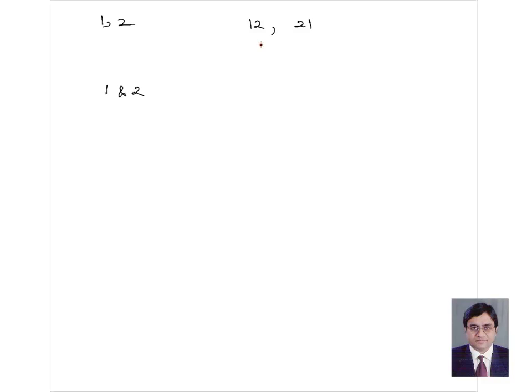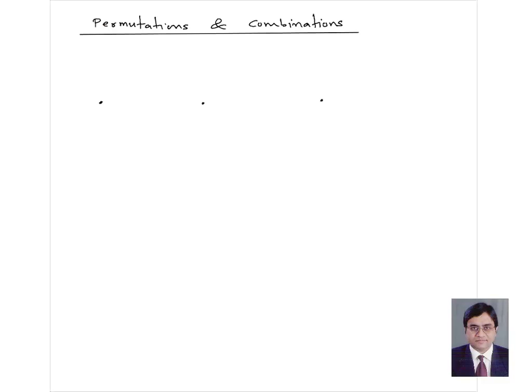Within a group, we don't bother about who is coming first, who is coming second. All we are interested in is that both of them are present. But when we arrange them, then we really are concerned who is first, who is next. When you make such things, then you are talking about permutations. When you do such things, you are talking about combinations. That's the difference between permutations and combinations.